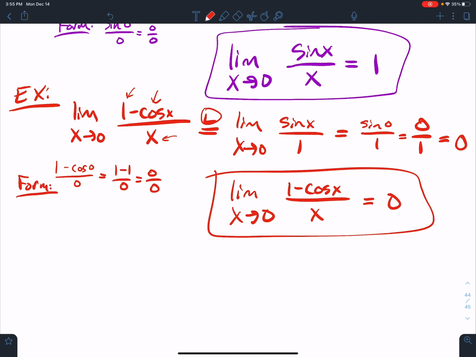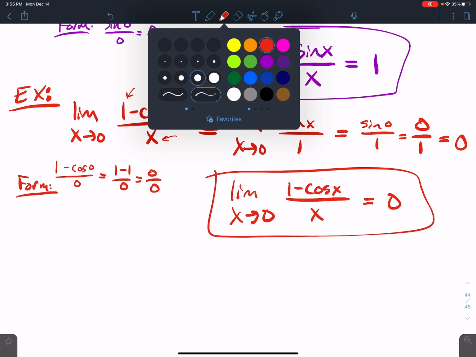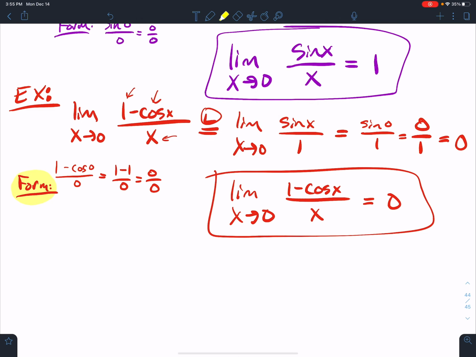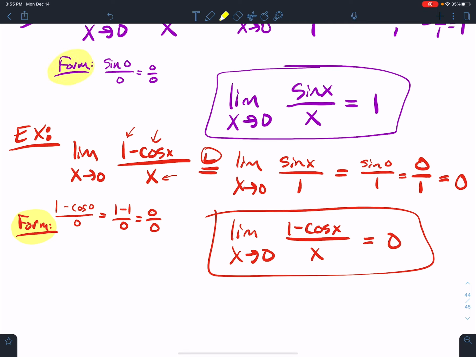It's always great when my Cal 1 students turn in work using L'Hopital's rule, and I'm like, not sure you've learned that one yet. So be careful.